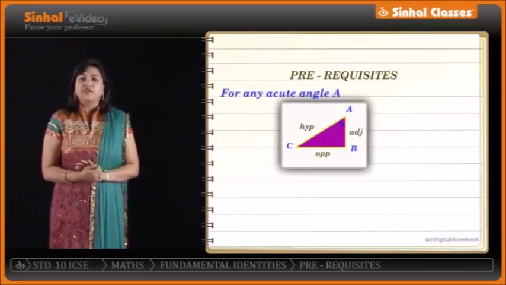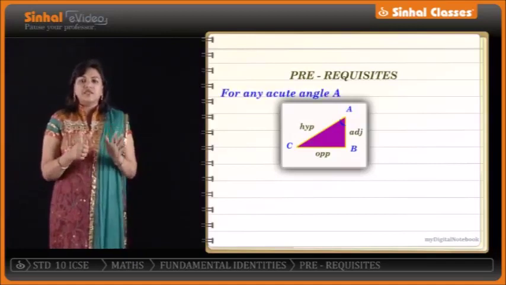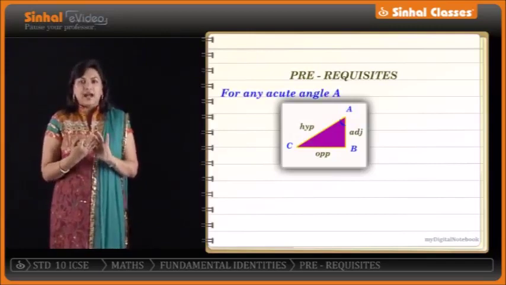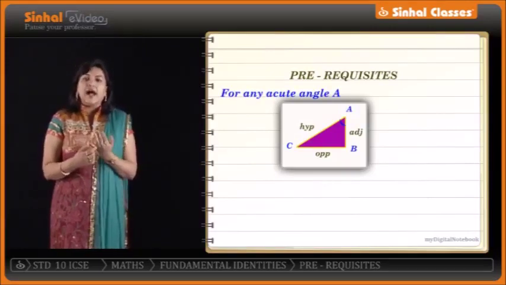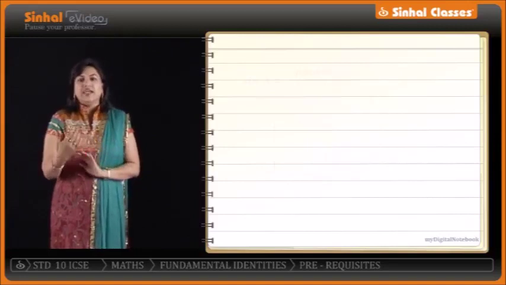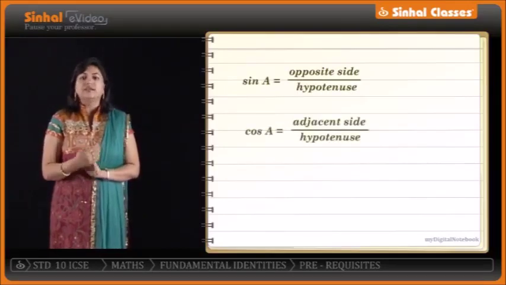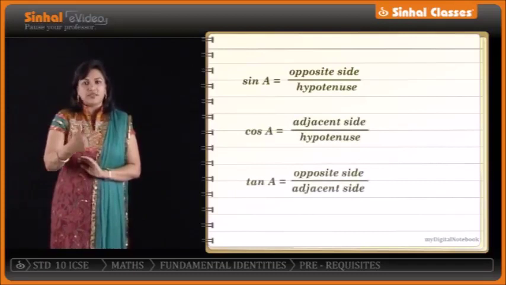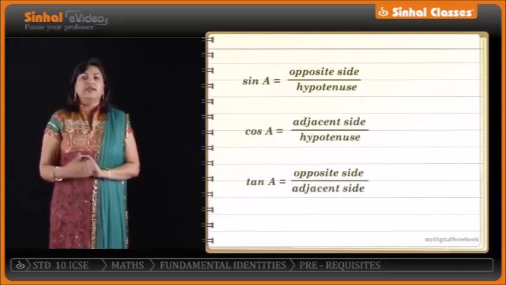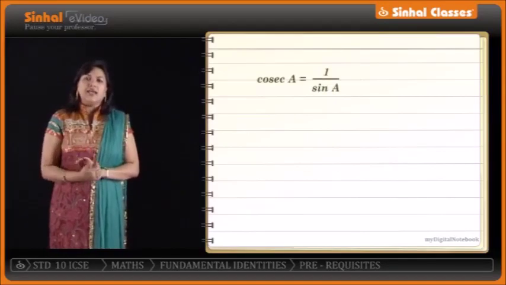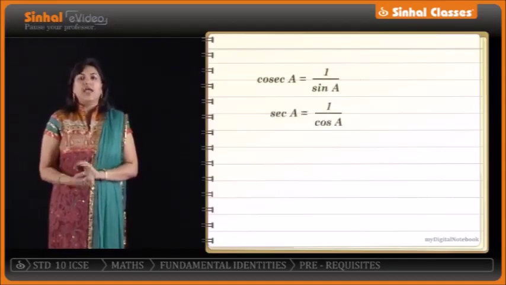Now how many trigonometric ratios are there? There are 6 trigonometric ratios which are sine, cos, tan, cosec, sec and cot. Now sine A is opposite side upon hypotenuse, cos A is adjacent side upon hypotenuse, tan A is opposite side upon adjacent side. Now cosec A is the reciprocal of sine A, sec A is the reciprocal of cos A and cot A is the reciprocal of tan A.